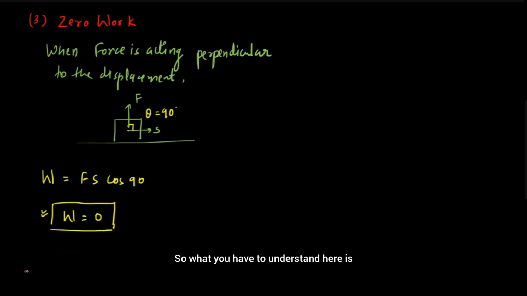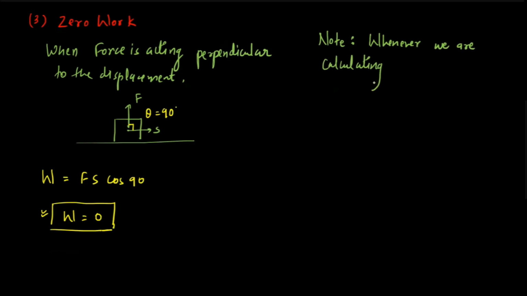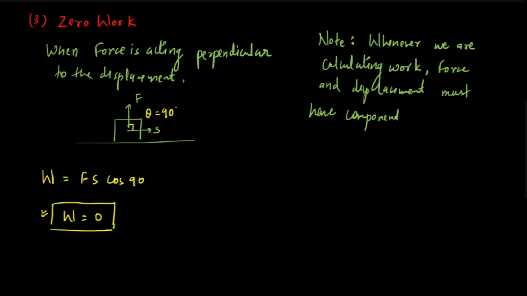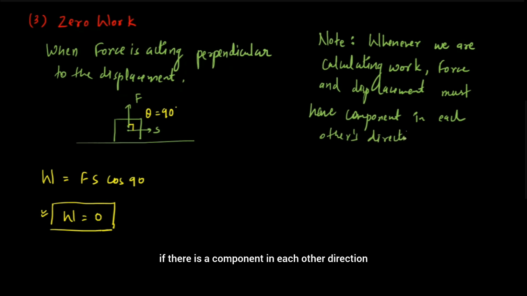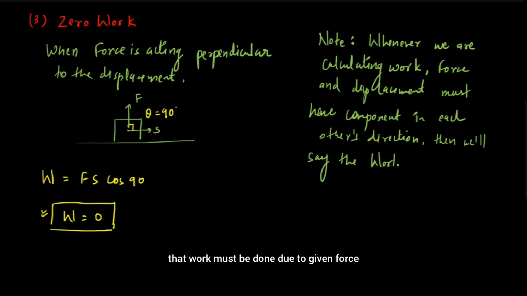So what you have to understand here is that whenever we are calculating work, force and displacement must have a component in each other's direction. If there is a component in each other's direction, then we will say that work is done due to the given force.